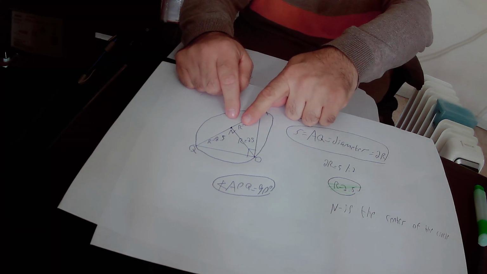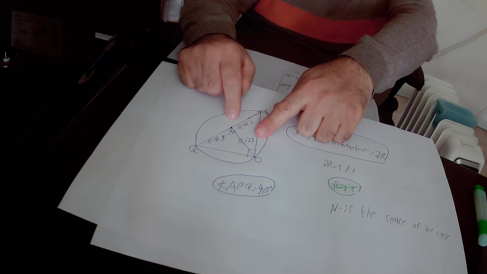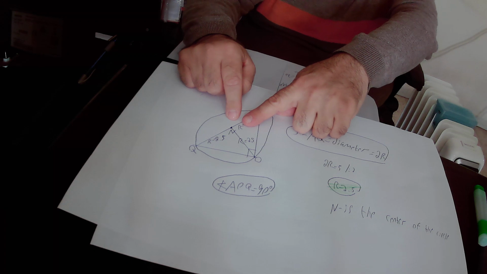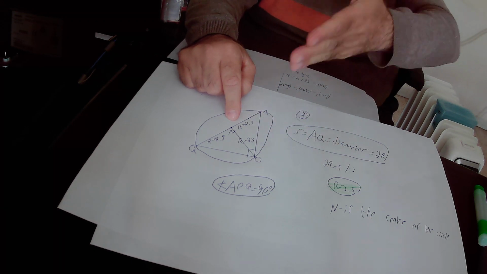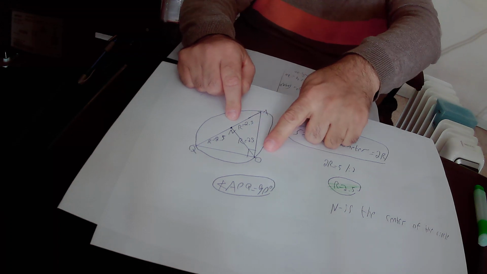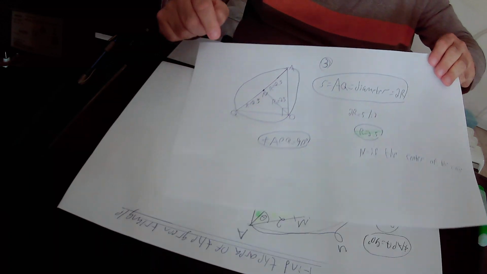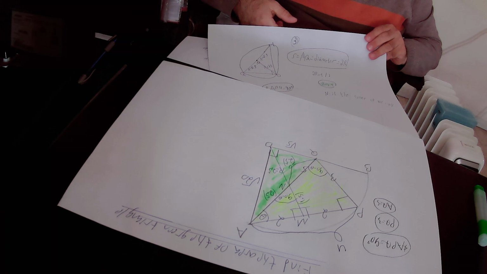We join points N and O together by a straight line. What is the definition of line segment NO? Line segment NO starts from point N, that is the center of the circle, and ends at point O, that is a point on the circle itself. This is exactly the definition of a radius. So NO is the radius of the circle, that is equal to 2.5 units.